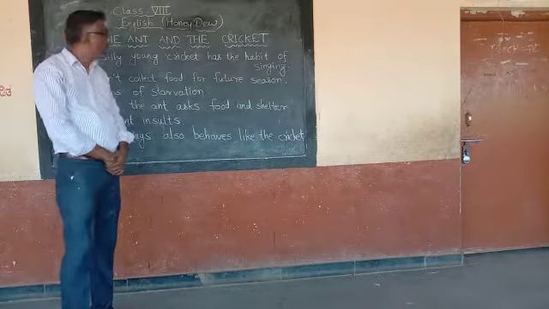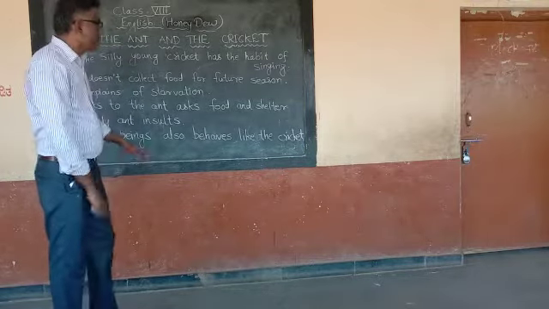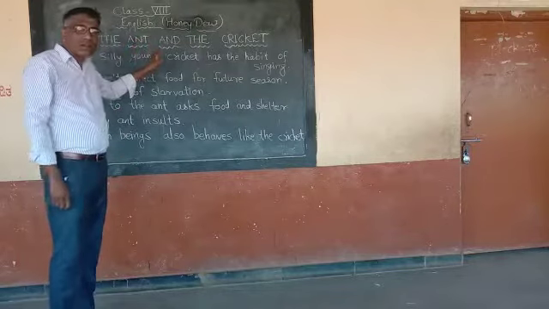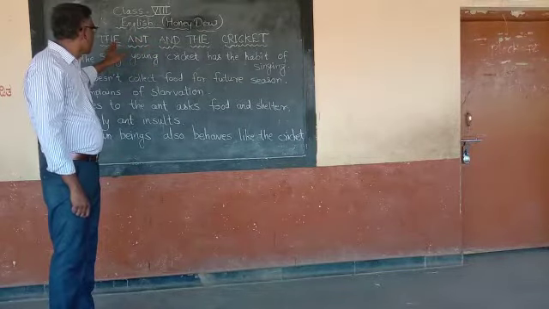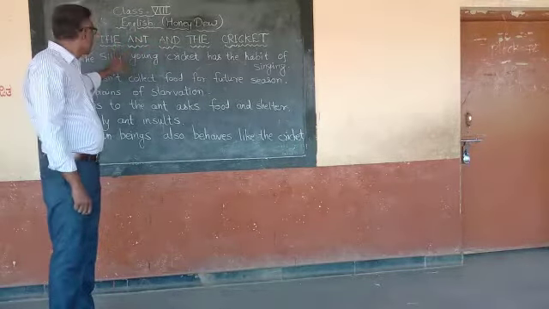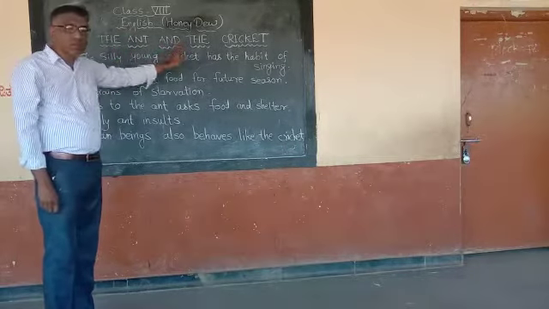Today we will learn one poem from our English textbook. The name of the poem is The Ant and the Cricket.